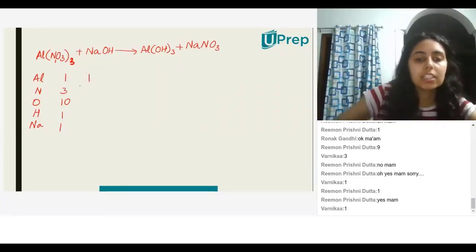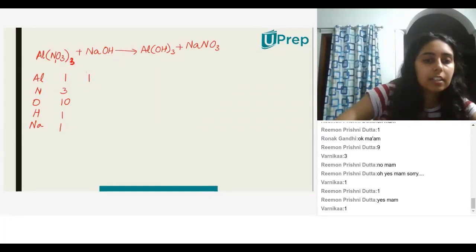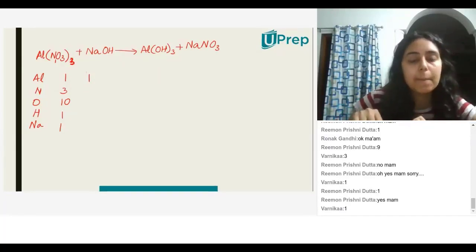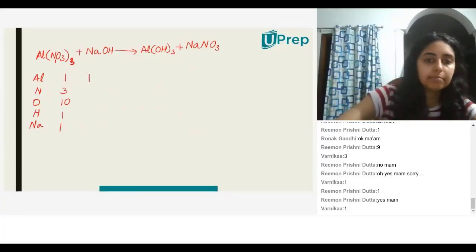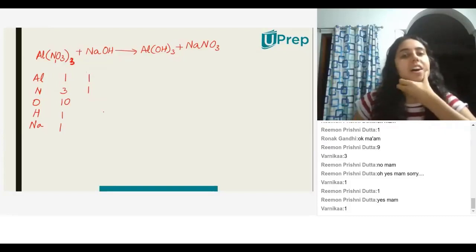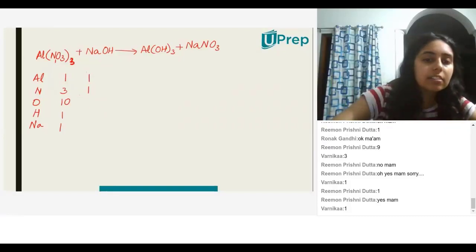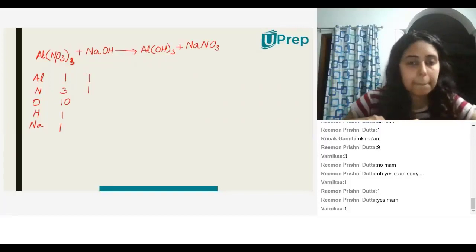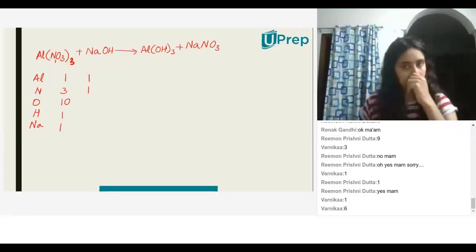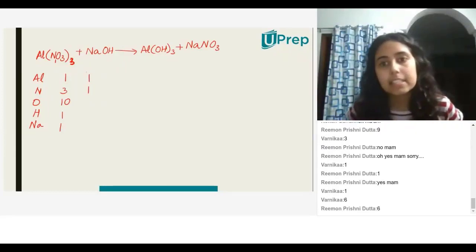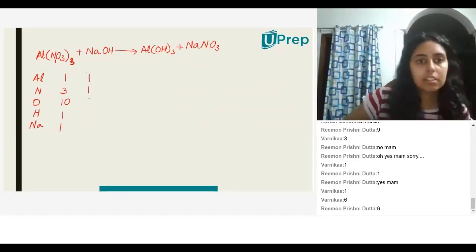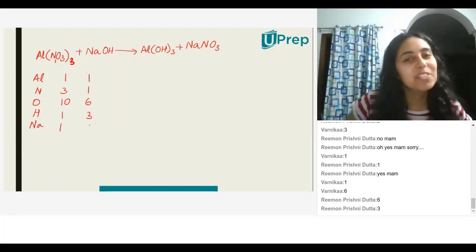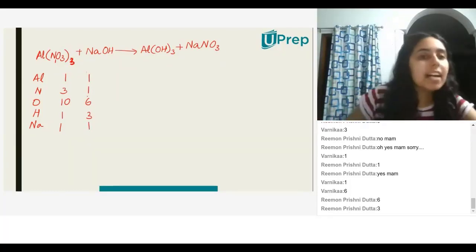Now on the right-hand side, can you tell me how many aluminum, and how about nitrogen? Still one. Oxygen, how many oxygens? 6, very good. And how many hydrogens? Sodium, just 1.